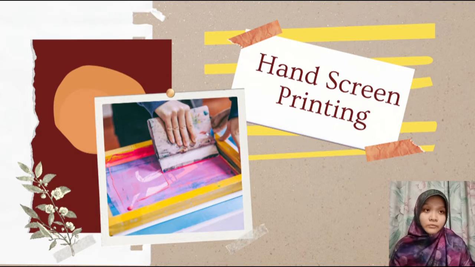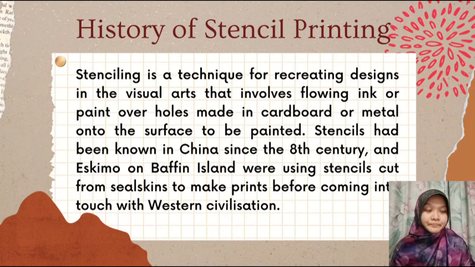Next, we're going to go to hand screen printing. For the history of stencil printing, stenciling is a technique for recreating designs in the visual arts that involves flowing ink or paint over holes made in cardboard or metal onto the surface to be painted. Stencils had been known in China since the 8th century, and the Eskimo on Baffin Island were using stencils cut from sealskins to make prints before coming into touch with Western civilization.